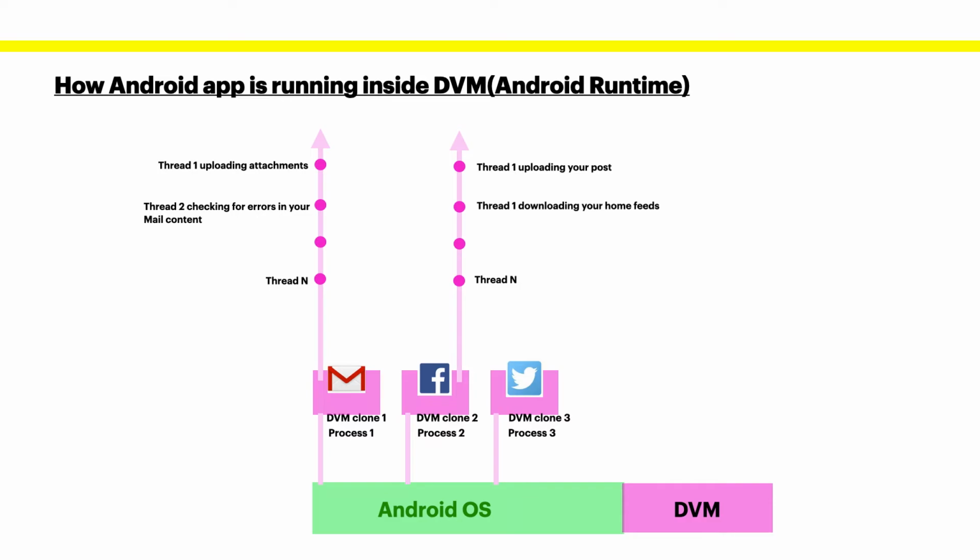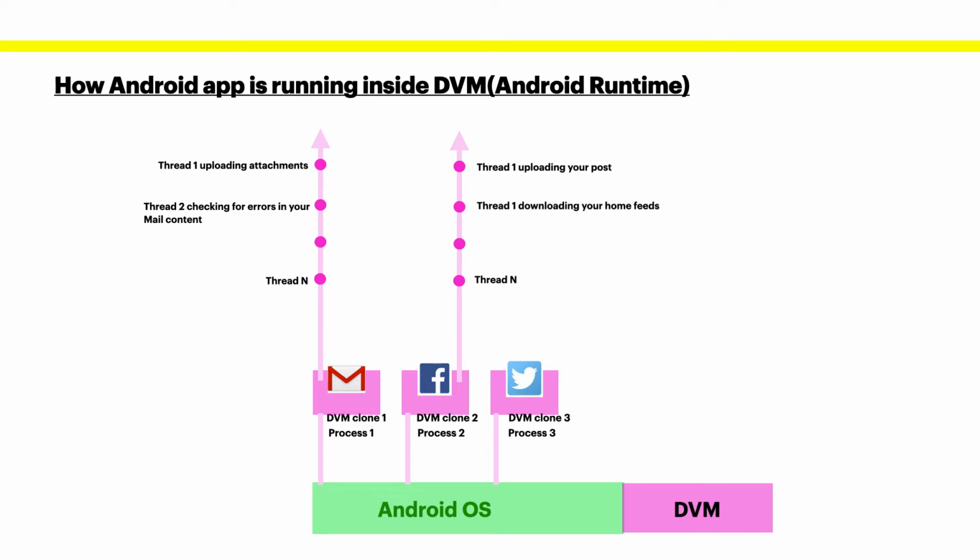If I tap on the Facebook app, DVM clone 2 is created. Inside that, the Facebook app is running. If I tap on another app, DVM clone 3 is created. Inside that, another app is running. Similarly, if you are starting n number of applications, n number of DVM clones are there. And inside every application, multiple threads are running.